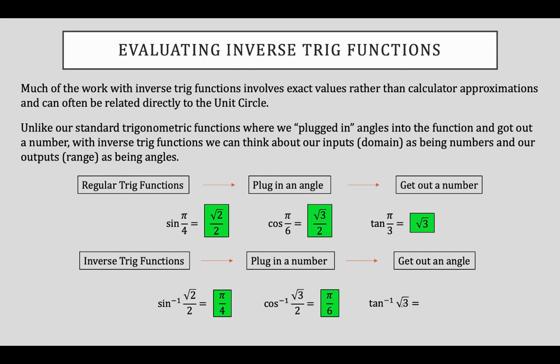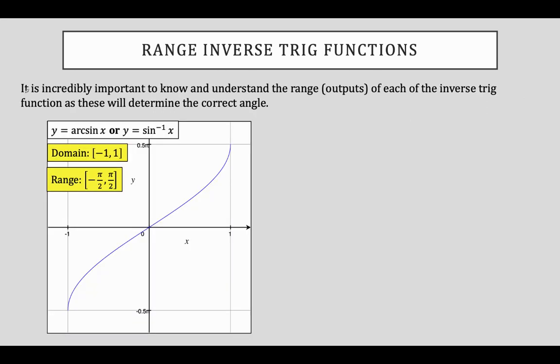The inverse tangent of root 3, the angle that has a tangent value of root 3. Well, that's going to be the angle pi over 3. So whenever you guys are evaluating inverse trig functions, recognize that you should be thinking about getting an angle out. Inverse trig functions give us angles. As I mentioned before, it's incredibly important here to know and understand the range of each inverse trig function, as these will determine the correct angle measure that we are going to get.